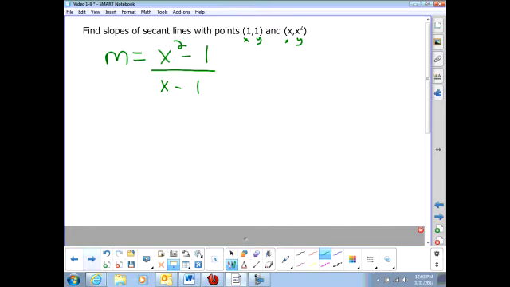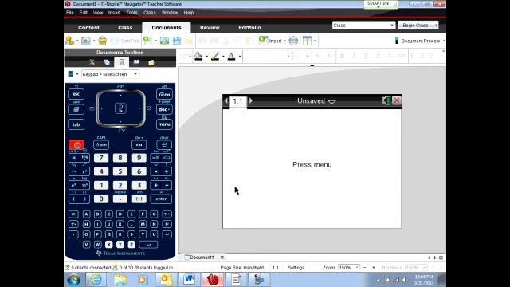So what we're going to do is put this in a graphs page, and look at the table to see what this does approach when it gets closer and closer and closer to 1. So we'll go to our calculators and add a graphs page.